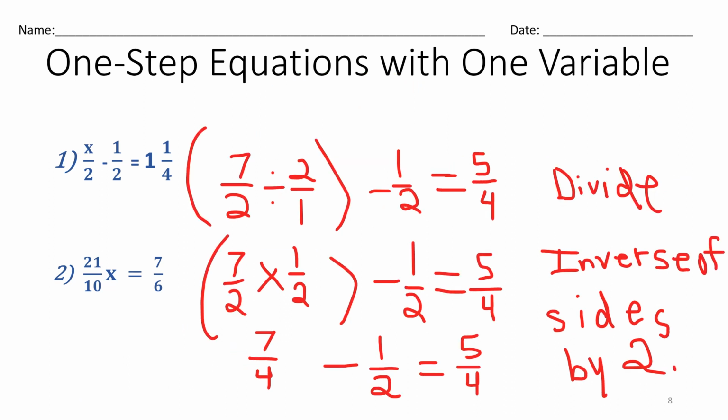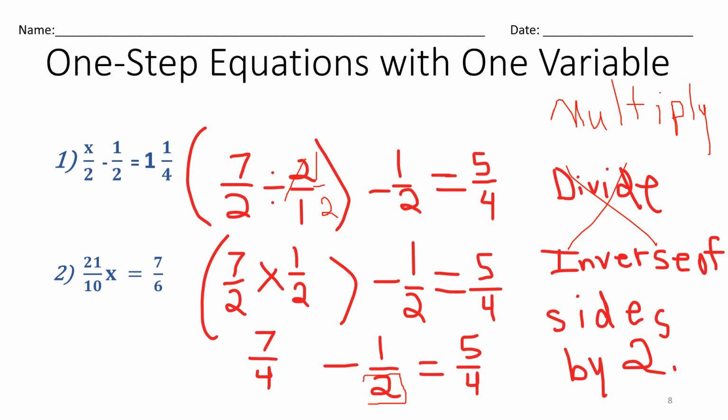Okay, this says divide both sides, but now we're going to change this to multiply. So if you look at what's going on, all you do is take this, switch it around, take its inverse, its opposite, and it becomes a half. And then we did that here. So when you get 7 and a half, you're getting 7 over 4 minus a half equals 5/4.